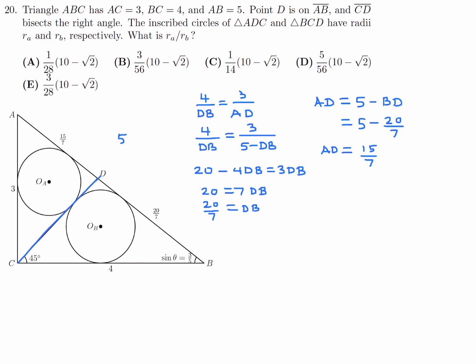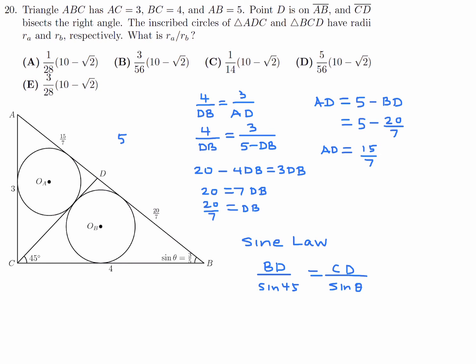Now, the next thing we have to figure out is the length of CD, that bisector. And to do that, we will use the sine law. Using that on this triangle, BCD, you get the following. BD over the sine of 45, which is this angle right here, is equal to CD over the sine of theta, where theta represents this angle right there.